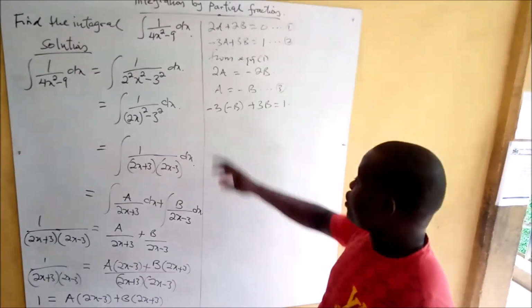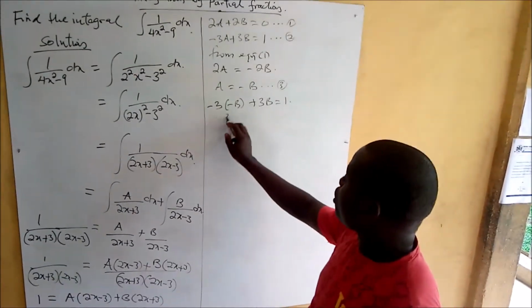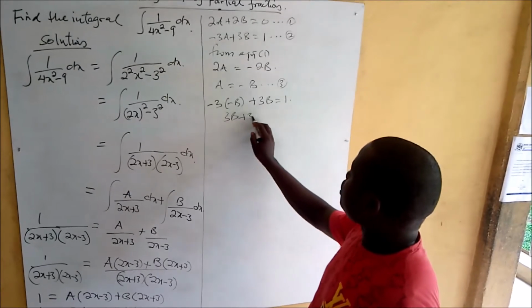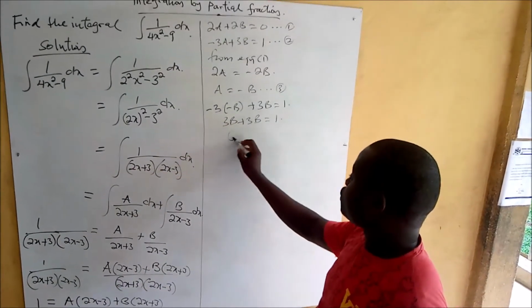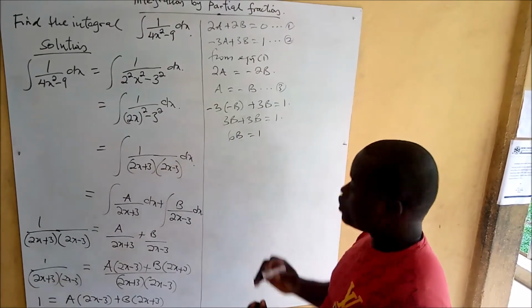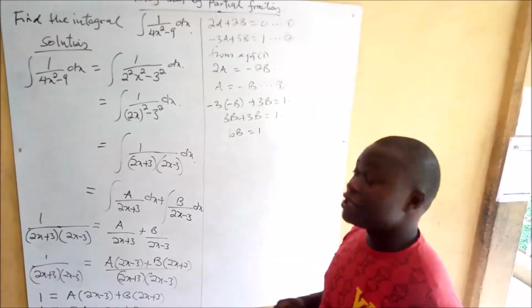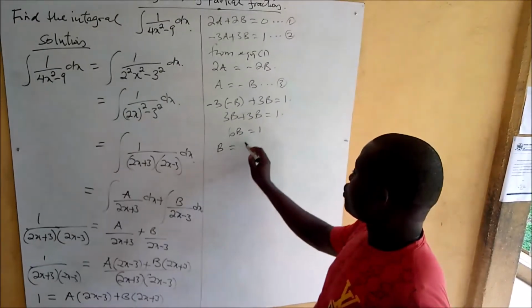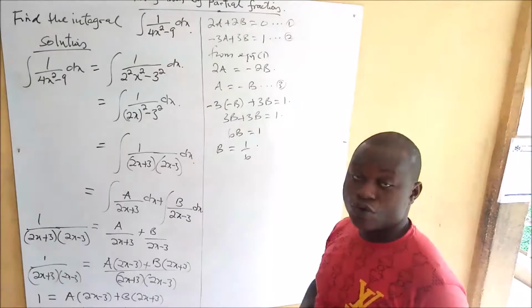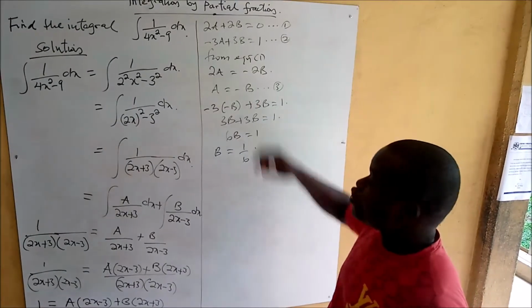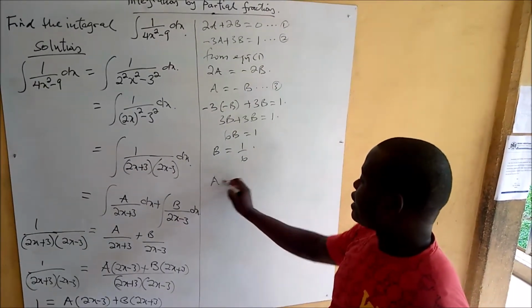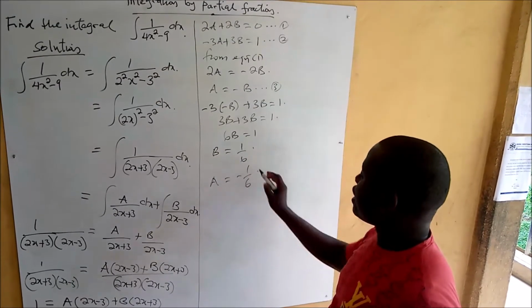Minus 3 times minus B will give us plus 3B. Now plus 3B, and this will be equal to 1. This plus this will give us 6B, and this is 1. Dividing both sides by the coefficient of B, we find that B is equal to 1 divided by 6. Recall from equation 3 that A is equal to minus B. So here we say that A is equal to minus 1 divided by 6.